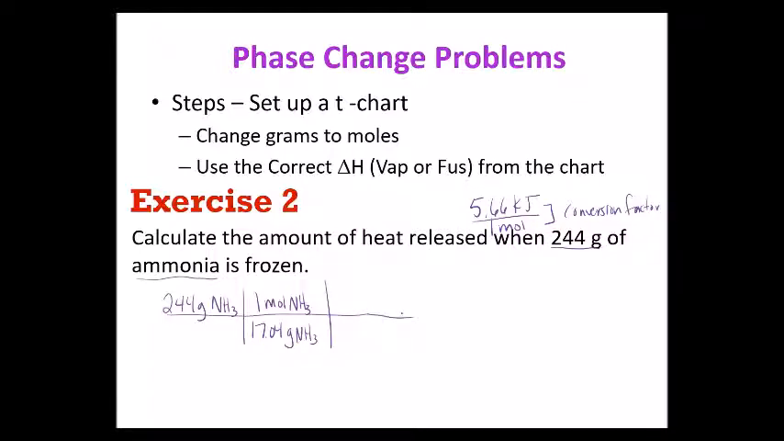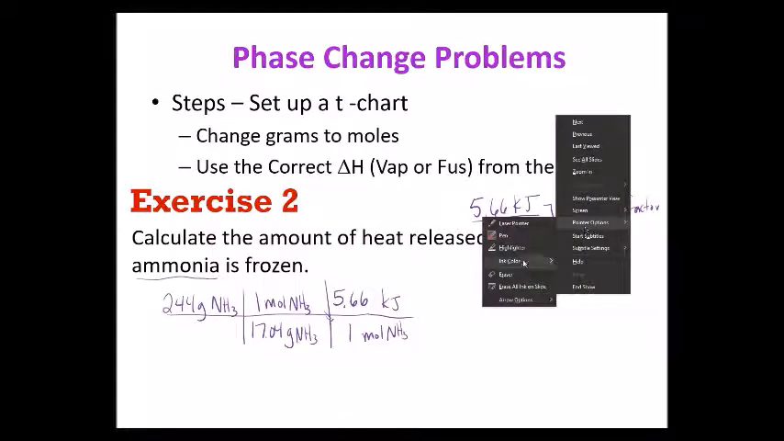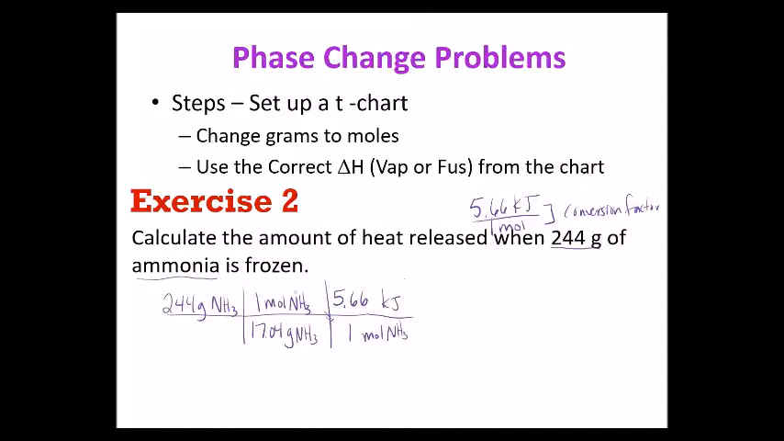So I can take my mole and diagonal it down here. So put the moles down here of ammonia, and I can put the kilojoules on the top. And then I just insert my numbers, 5.66 equals 1 mole. Now that all of my labels are set up, I can check my work and cancel. So that's a good way to check. Grams cancel with grams. That's good. They're gone. Moles cancel with moles. And I am left with the heat, which is what I want.